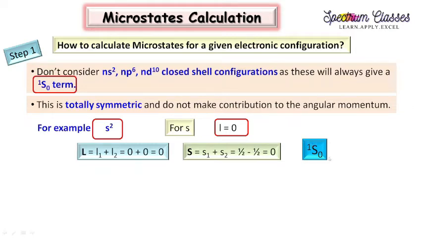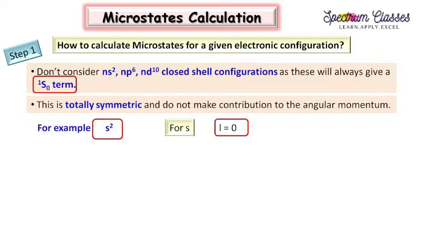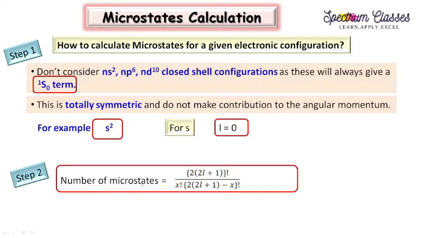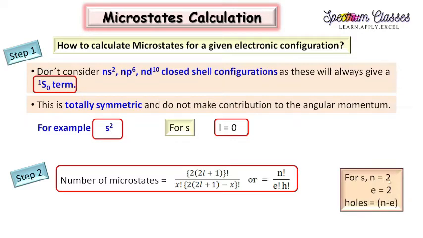Now we are moving to the calculation of microstates for a given electronic configuration. That is step number 2. To calculate the microstates, we have this formula, n factorial upon e factorial h factorial. If we calculate the number of microstates for this s2 configuration, then s has a maximum vacancy, or it can maximum accommodate, 2 electrons. So n is 2. The number of electrons present in s is 2. The number of holes, n minus e, is 0.